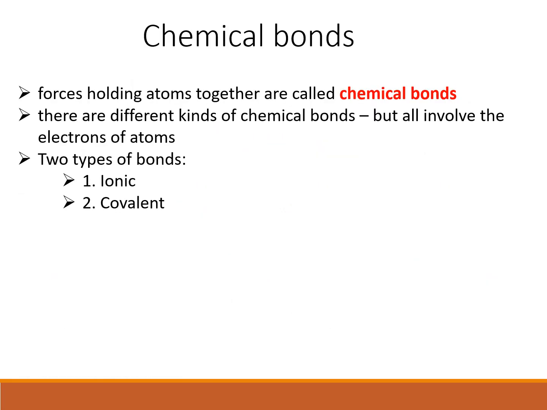The forces holding atoms together are called chemical bonds. And there are different kinds of chemical bonds, but every one of them involves electrons of atoms. Now I can only think of two kinds of bonds, ionic and covalent. So those are the ones that we're going to look at.